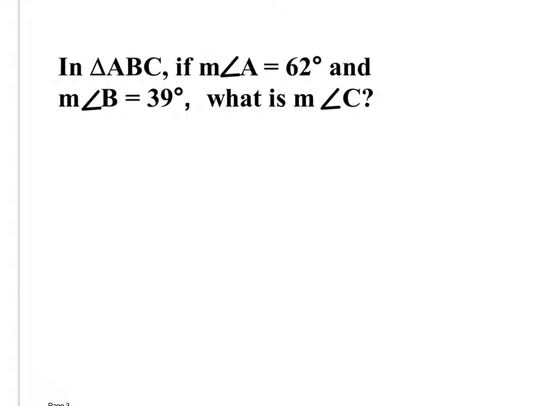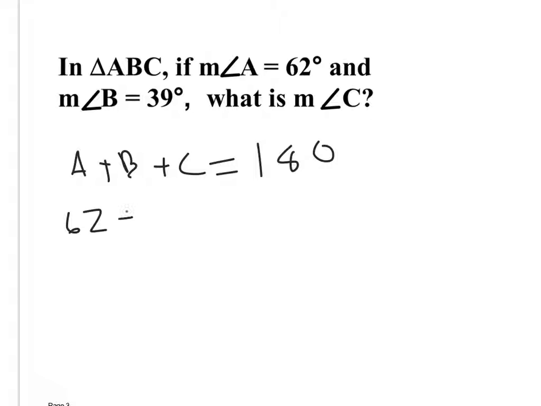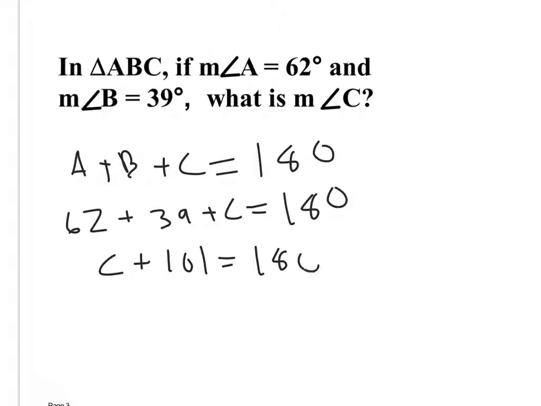Here it says in triangle ABC, if the measure of angle A is 60 degrees and the measure of angle B is 39 degrees, what's the measure of angle C? Well, I know A plus B plus C should give me what? 180. A triangle always adds up to 180. I know that angle A is 62 degrees. I know that angle B is 39 degrees. I just gotta figure out what C is. So I add 39 and 62. So I know that C plus 101 will give me 180.